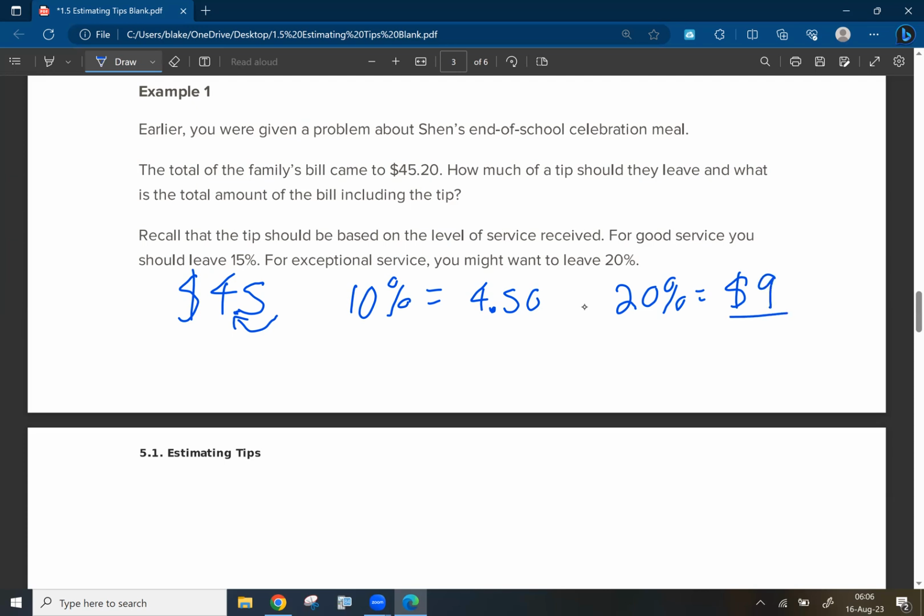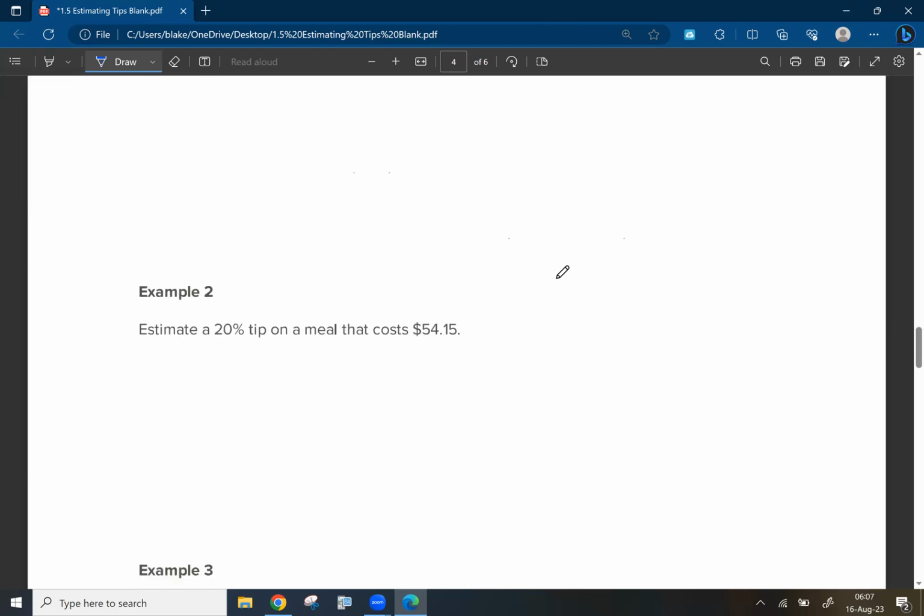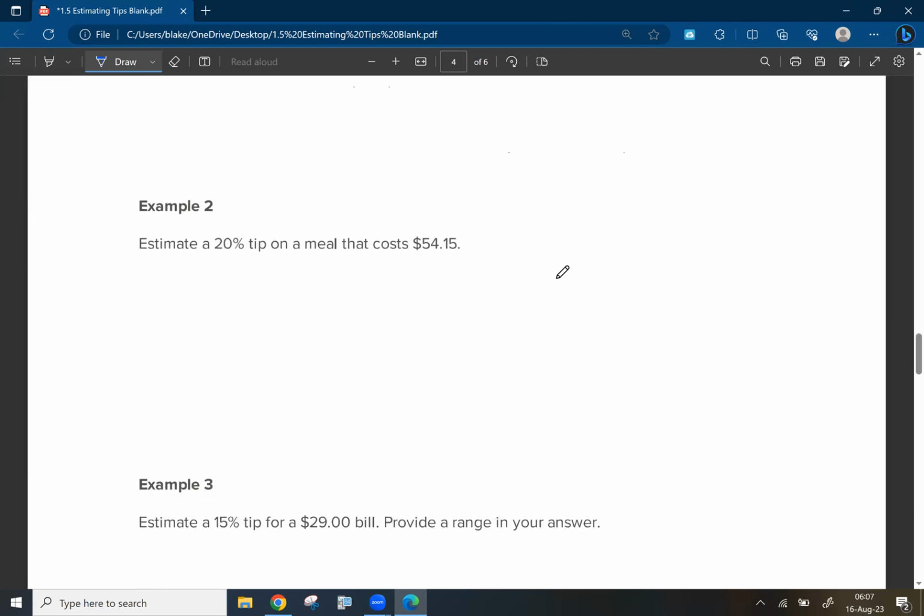All right, but if we wanted to do 15%, I would need to know what 5% is and then add them together. So 5% of 450, that's going to be half of 450. So that'd be 225. So now 15% is going to be the culmination of these two. So 15% would be $6.75 when you add the 10% and the 5% together. So 20% would be $9, 15% would be $6.75. All right. So again, hopefully you guys are kind of following along with that process, and it's not too shabby.